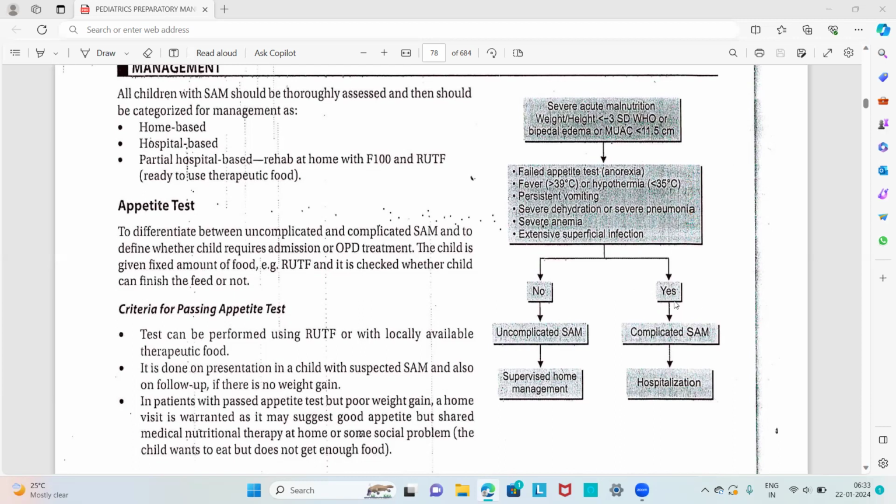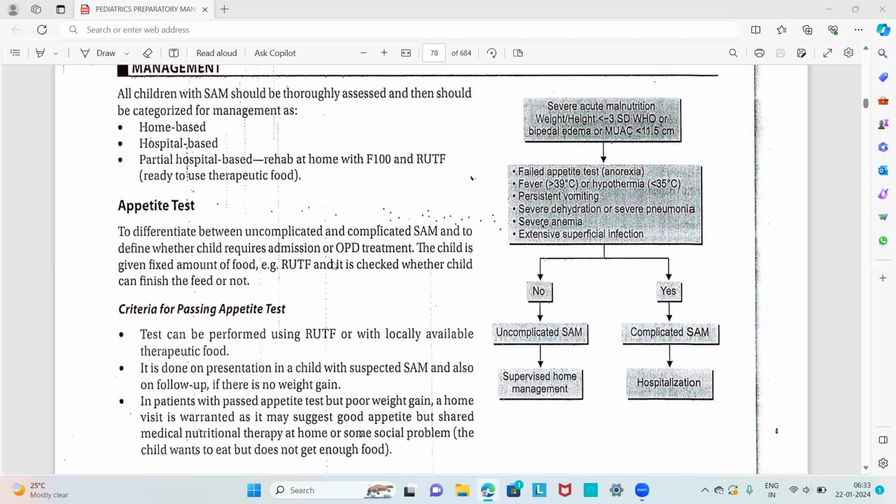What determines complicated or uncomplicated? These are the tests, that is failed appetite test, fever or hypothermia, persistent vomiting, and severe dehydration or severe pneumonia, severe anemia, and extensive superficial infection. These determine complicated SAM.